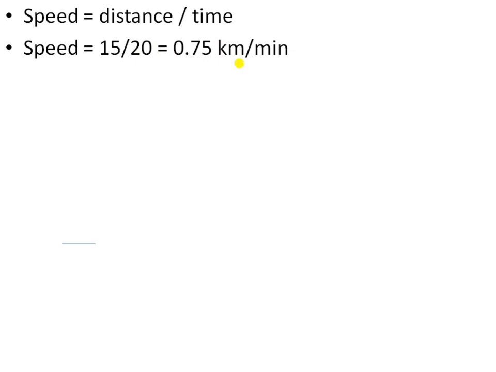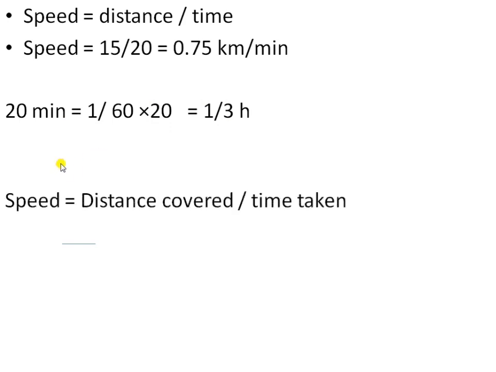So now we have to convert this kilometer per minute into kilometer per hour. The time here is 20 minutes. When we convert minutes into hours, 1 hour is equal to 60 minutes. So simply divide 20 by 60. Then we get 1/3 hour.